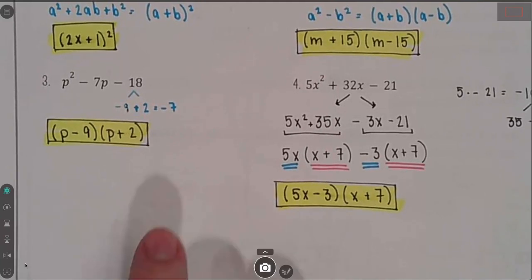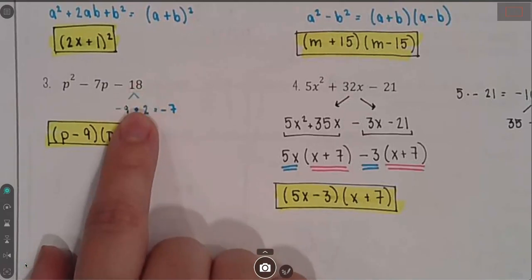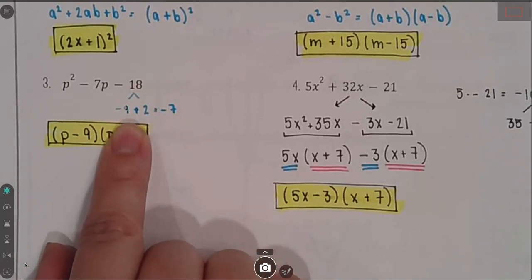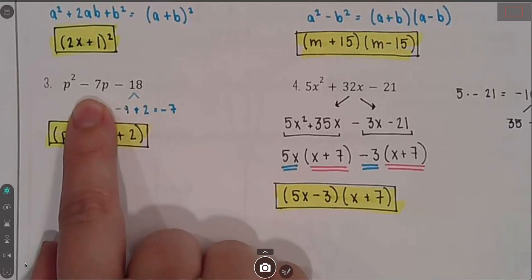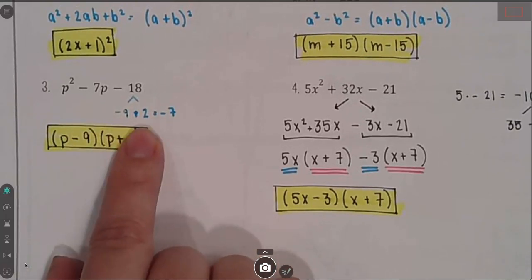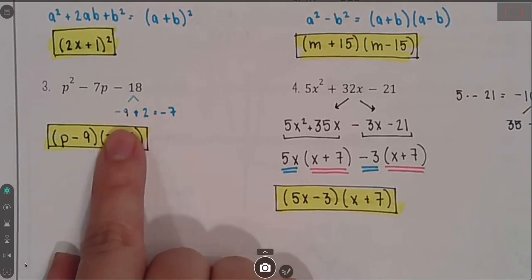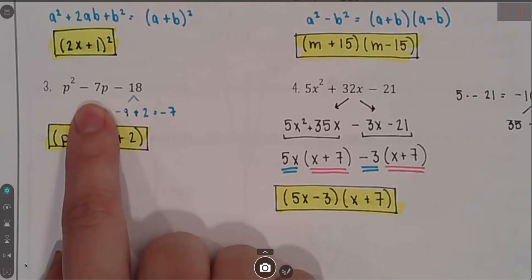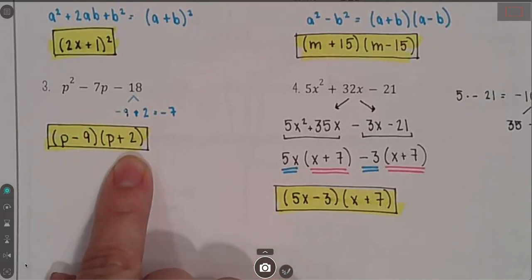For number 3, this is a regular trinomial where our a term is 1. So we need to think of two numbers that multiply to give us negative 18 and add to give us negative 7. Negative 9 and 2 work for that. So negative 9 times 2 is negative 18. Negative 9 plus 2 is negative 7. So our answer is p minus 9, p plus 2.